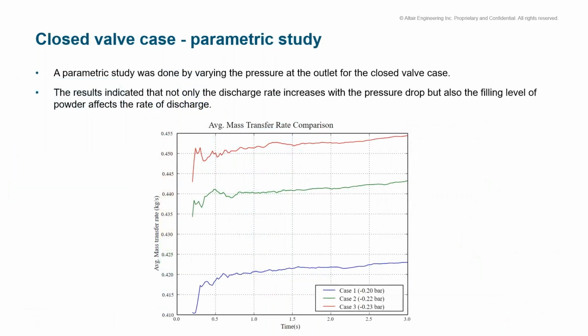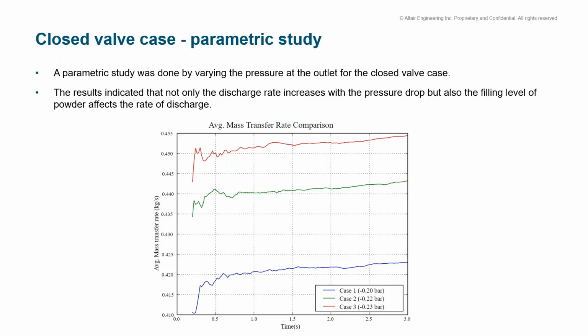We performed a parametric study by varying the pressure difference that is applied across the system, with the aim of relating the applied pressure drop with the system performance. This is the predicted evolution of the mass transfer rate. We have three different pressure drops applied, and looking at how the mass transfer rate depends on the pressure drop, we can see there is more or less a linear relationship between the pressure drop and the mass transfer rate across the system.